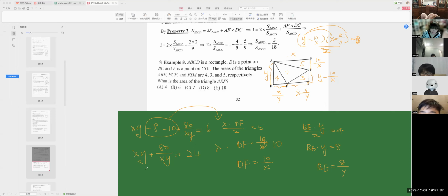Okay, so we can have X times Y equals 20 or 4. So XY equals 20. Get it, everybody? So 80 over 20 equals 4. So 20 plus 4 equals 24. That's the one way. So how to find out the area of this one? Because the total area is 20, so minus 4, minus 5, minus 3 equals what? Equals 8. So the answer is D.